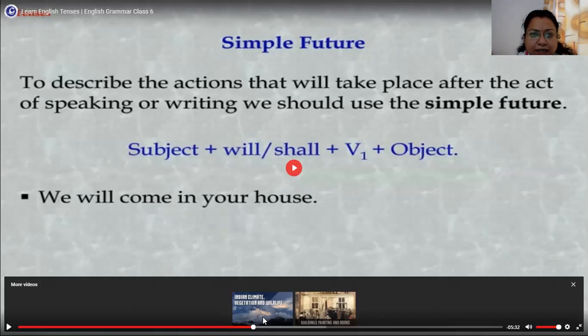Simple future tense: to describe the actions that will take place. You all are going to give the board exam in the upcoming years. So to describe the actions that will take place after the act of speaking or writing, we should use the simple future tense. Am I clear? To describe the actions that will take place after the act.